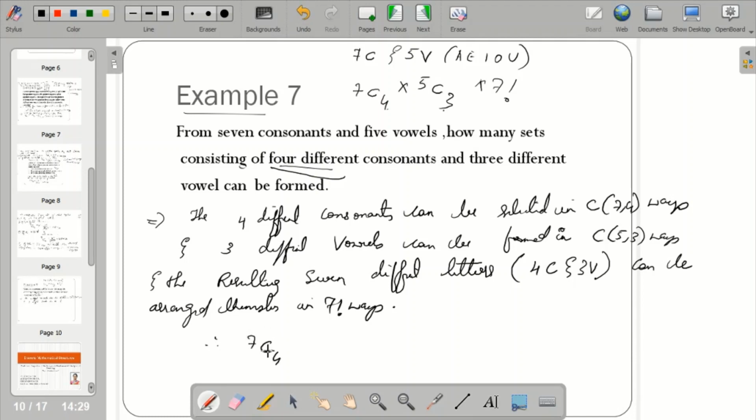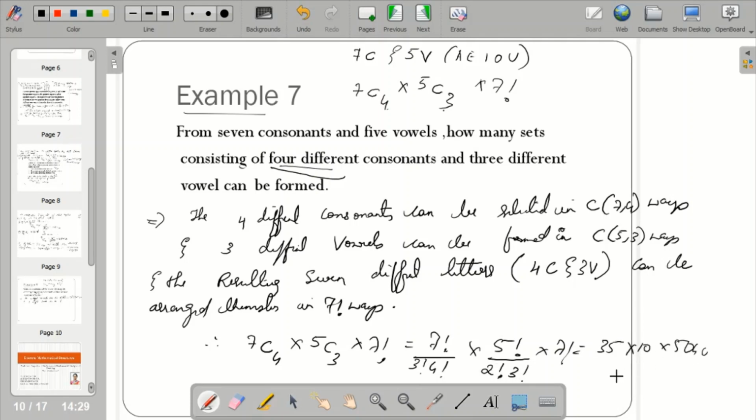This is of consonants 7. Out of that, 4 you are choosing. Out of 5 vowels you are choosing 3, and into 7 factorial. So this would give you 7 factorial divided by 7 minus 4 is 3 factorial into 4 factorial, into 5 factorial divided by 5 minus 3 is 2 factorial into 3 factorial, into 7 factorial. So this would be 35 into 10 into 5040. Answer is 1764000 ways.